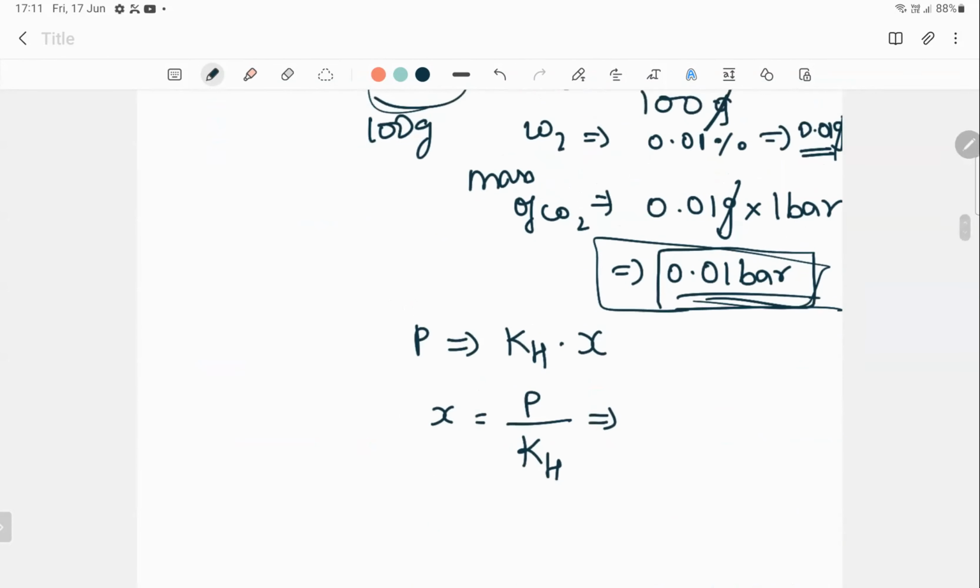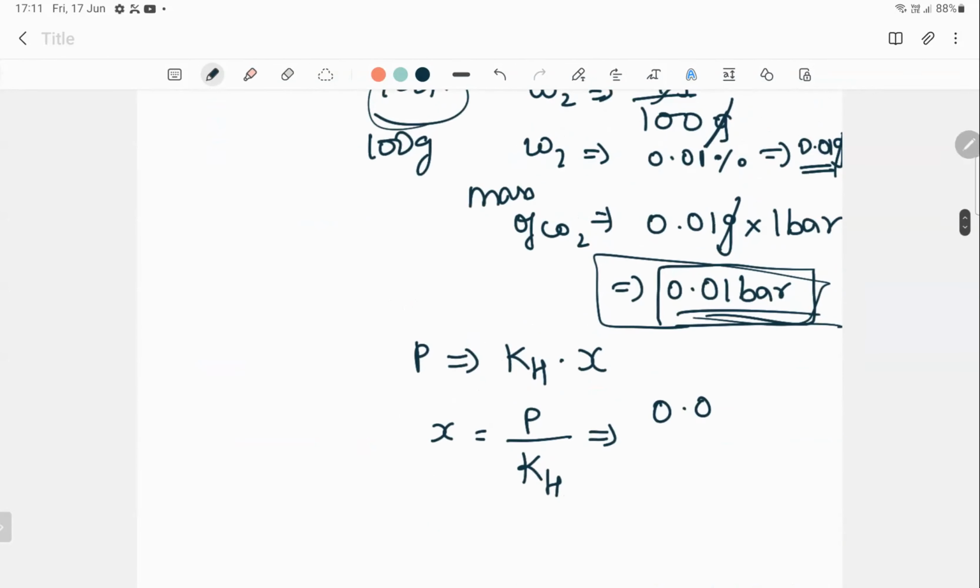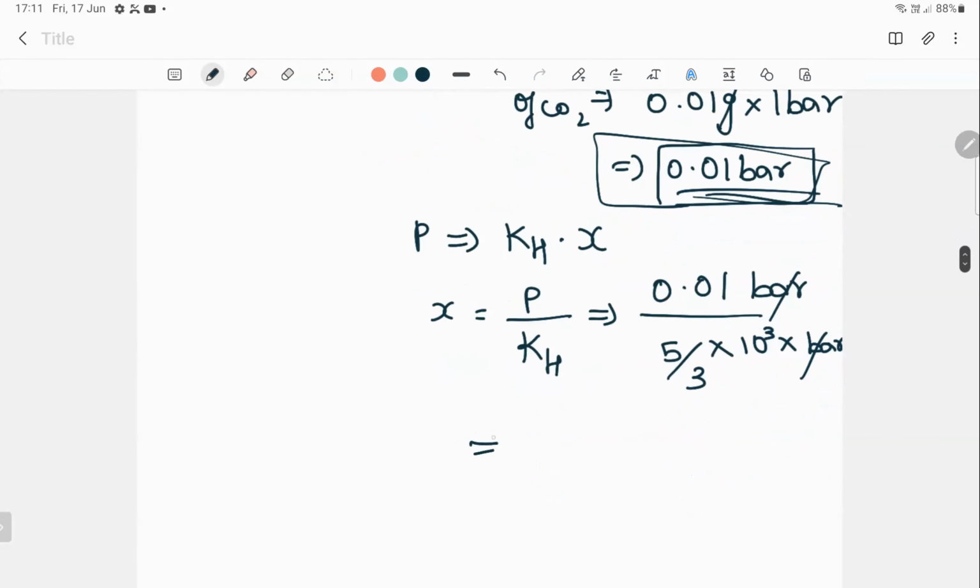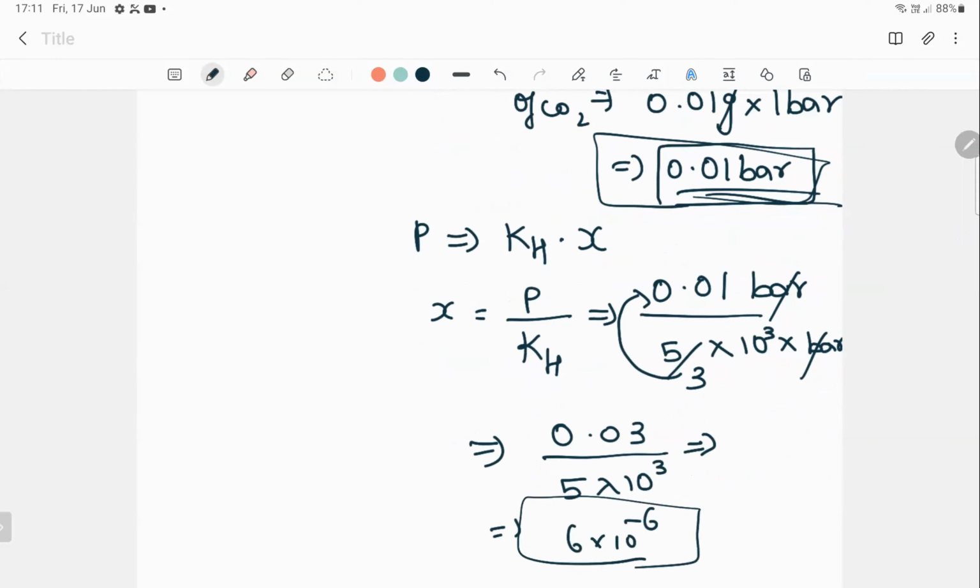So what is our pressure? 0.01 bar. What is our KH? 5 by 3 into, they have given kilobar, correct? So 10 to the power 3 into, which means this bar and bar will be getting cancelled, and just take this 3 on the upper side, 0.03 divided by ... 6 into 10 to the power minus 6. This is your answer. Clear with this one?